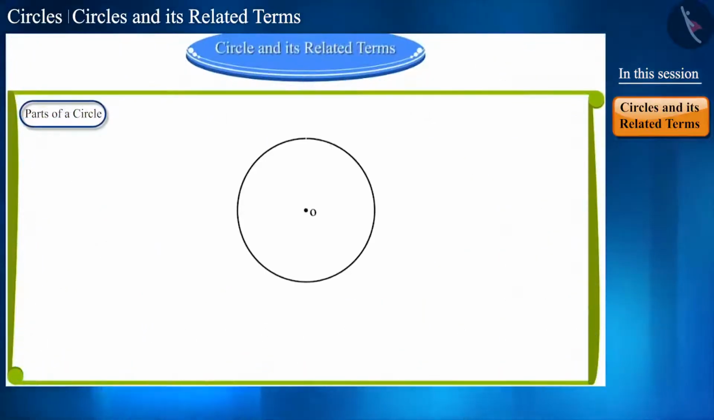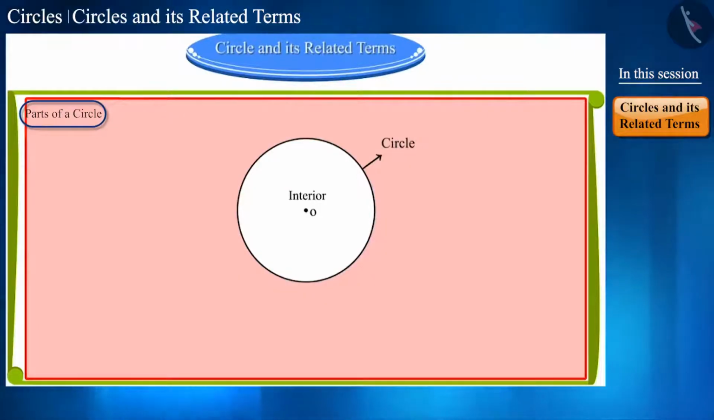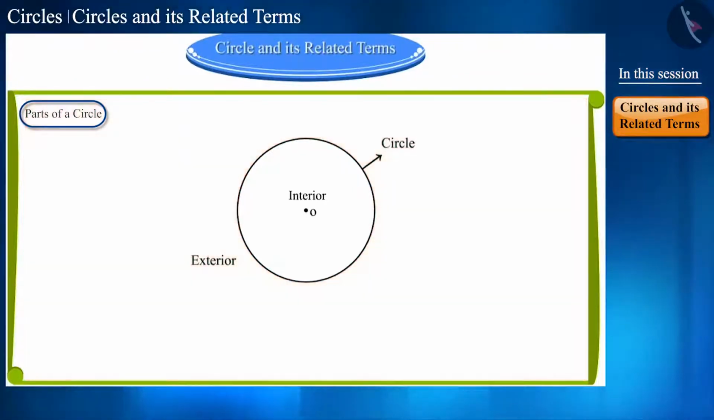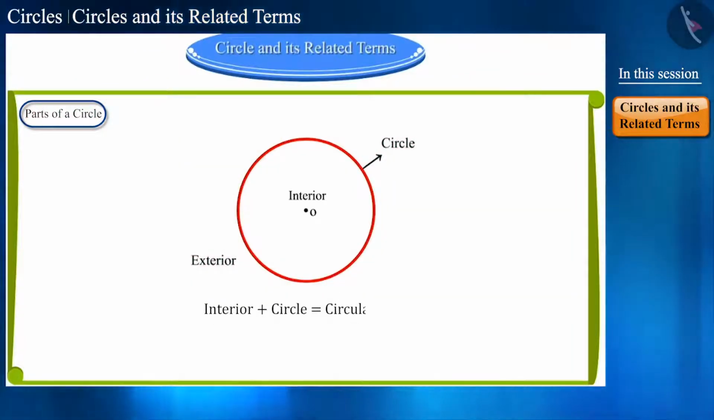Friends, the circle divides the plane on which it is situated into three parts. First is the part that is inside the circle and is called interior. Second is the circle itself, and third is the part that is outside the circle, which is called exterior. The circle and its interior, that is, the inner part, together form a circular region.